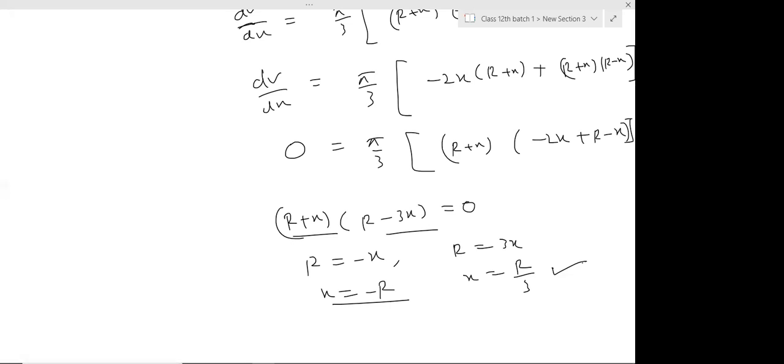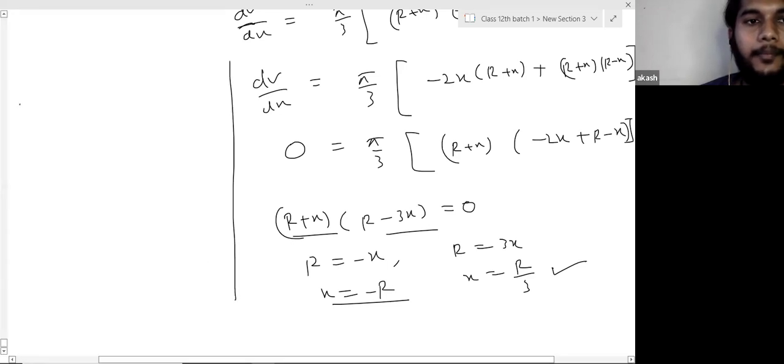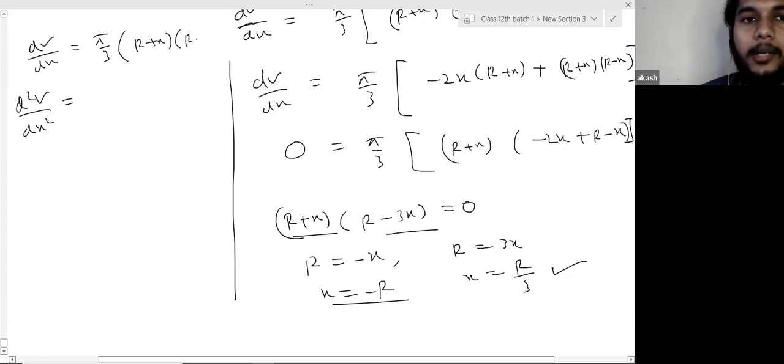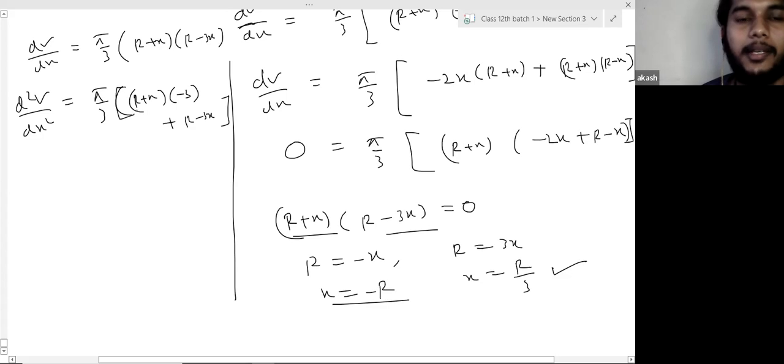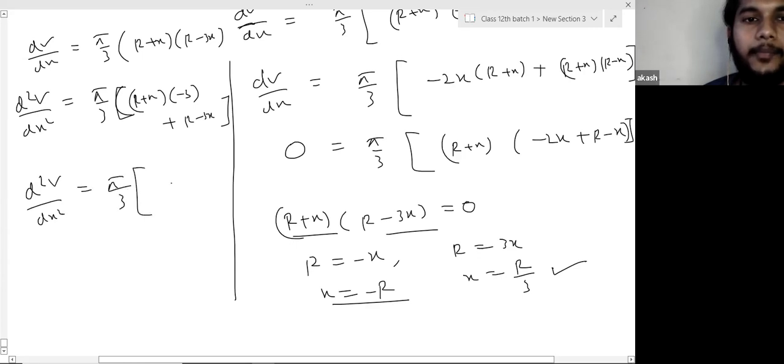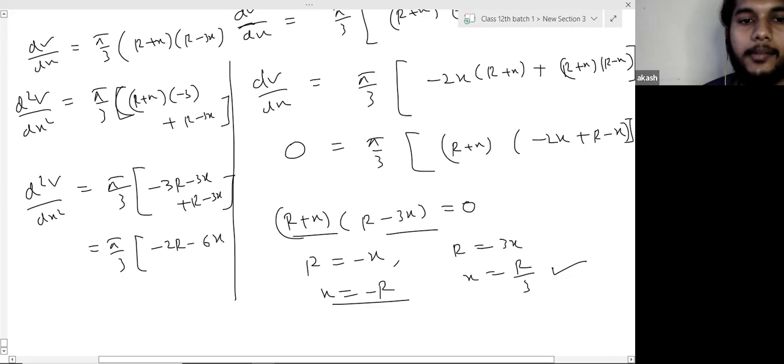All right. Now d square V upon dx square. Let's see. Let me rewrite this. dV by dx is pi by 3 into (r plus x) into (r minus 3x). So pi by 3 (r plus x) into the differentiation of this, which is minus 3, plus (r minus 3x). I differentiated directly. Now d square V on dx square, let's simplify this. Pi by 3 (minus 3r minus 3x plus r minus 3x). So pi by 3 (minus 2r minus 6x).